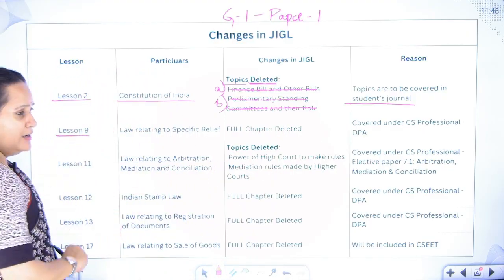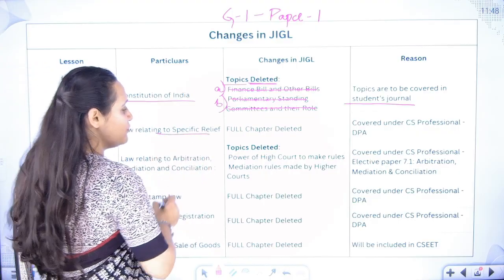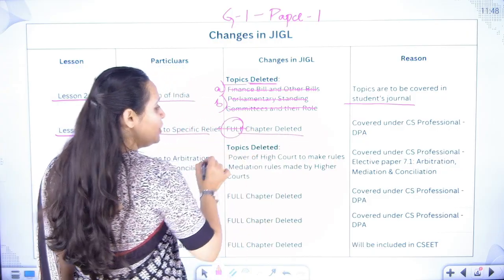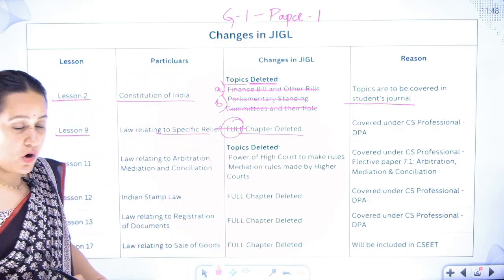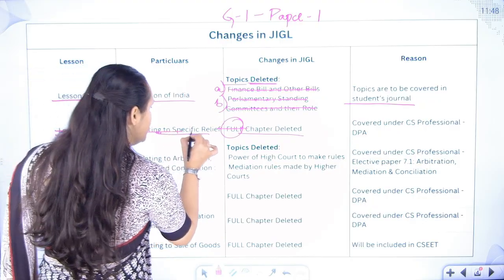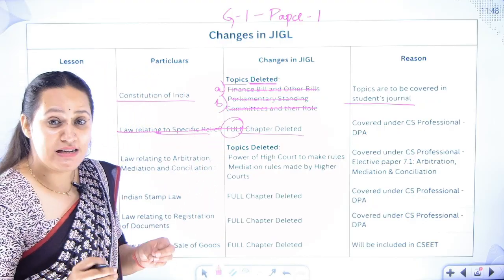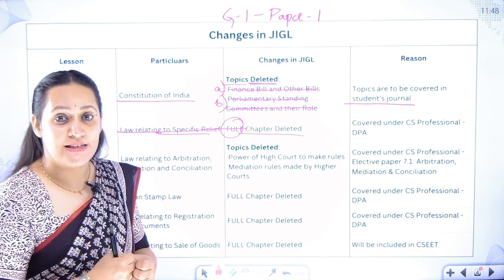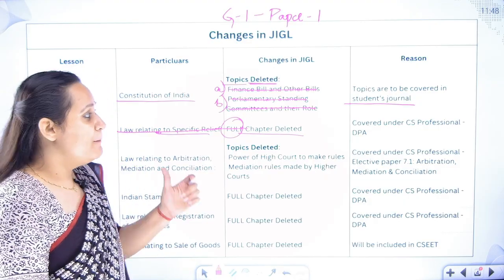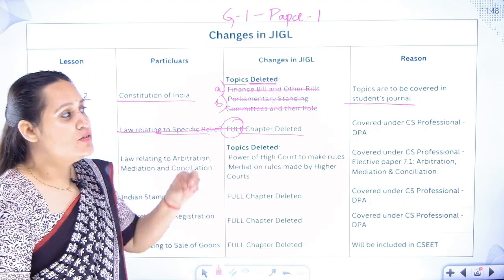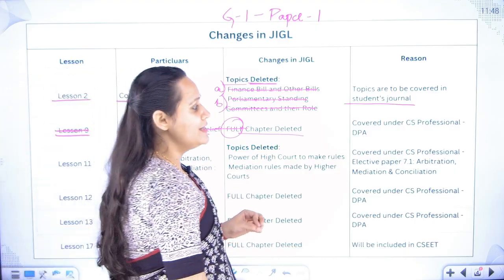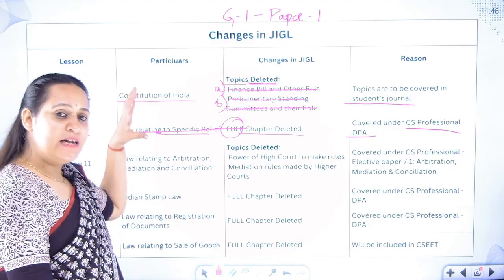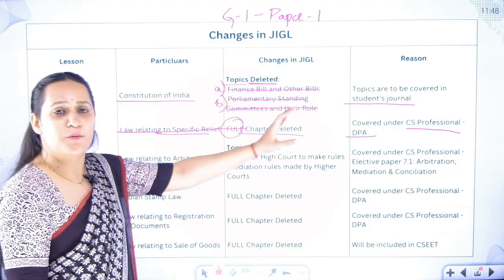Second, lesson number 9, law relating to specific relief. The entire chapter has been deleted. Fully, you don't have to study this concept at all. This entire chapter, lesson number 9, has been deleted from the syllabus. And what is the reason? It is not that you are not required to study this as a CS student. You are required to study, but there is an overlap in the subjects. So this same concept you are also going to study in CS professional program in the subject drafting, pleading and appearances. So they have deleted from the CS executive program and retained in the professional program.